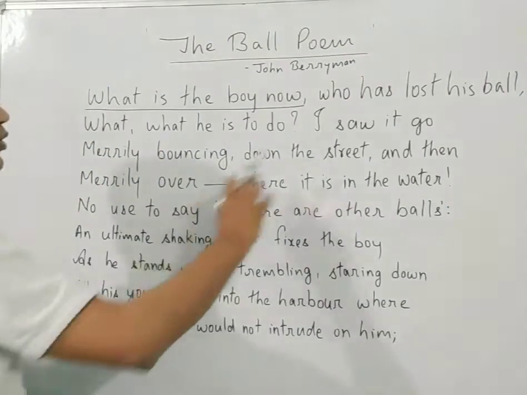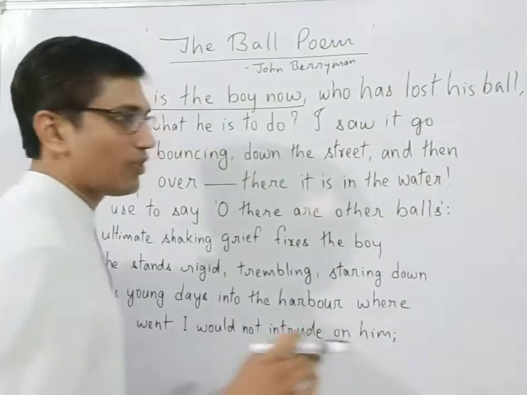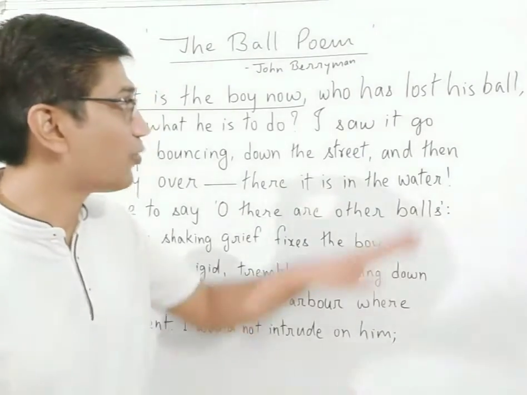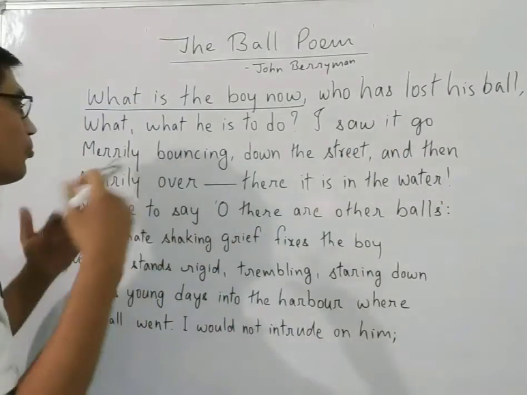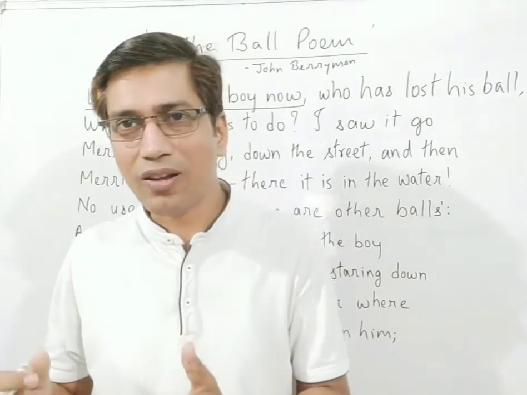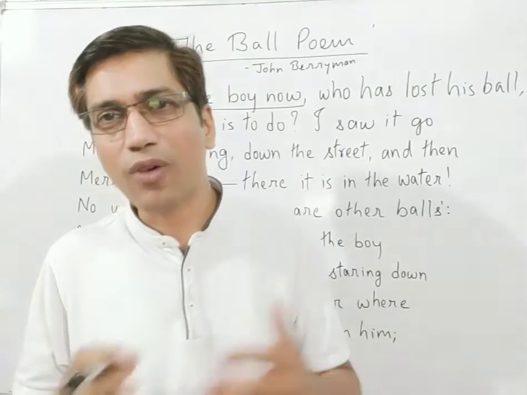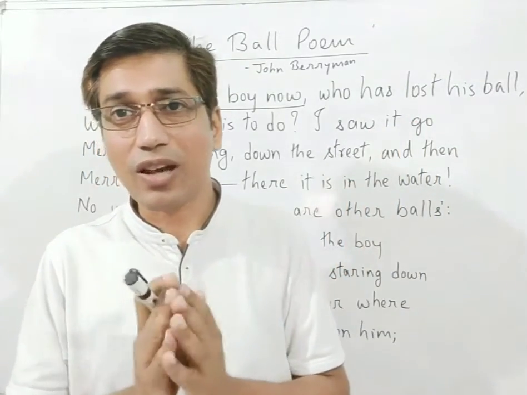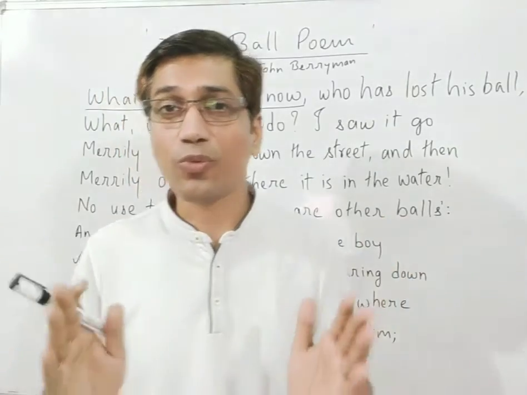Fine. Now, "I saw it go." The poet says that when the boy lost his ball, the poet saw it go, merrily bouncing down the street. The ball loved to go away from the boy. It was not sad about it. It was not attached to the boy like the boy was to it.